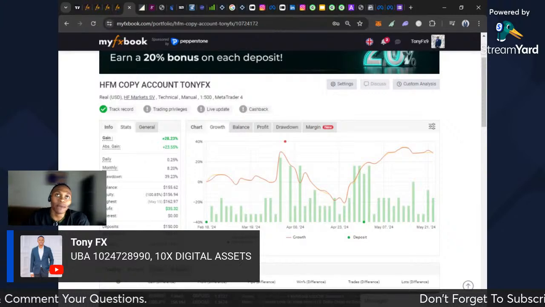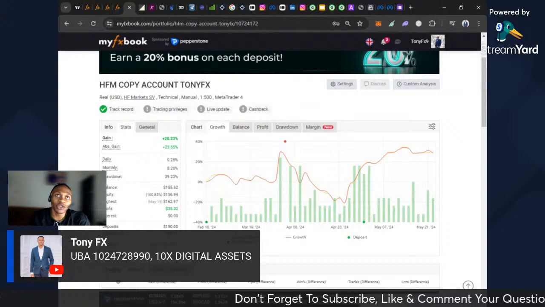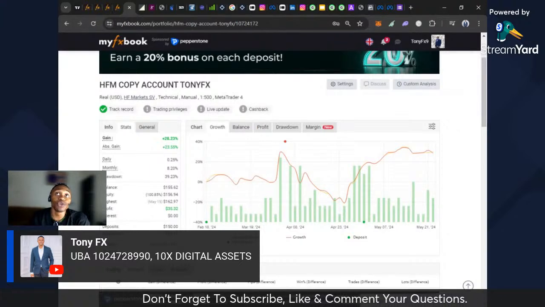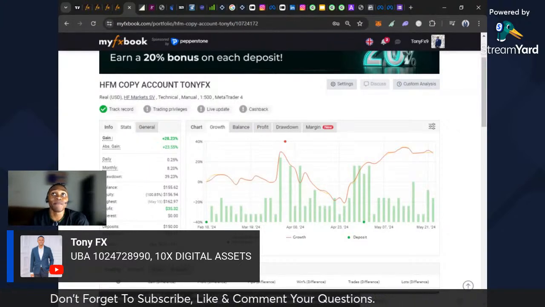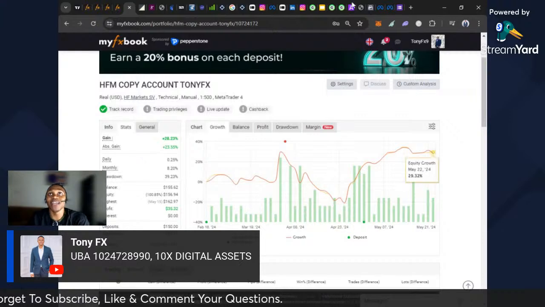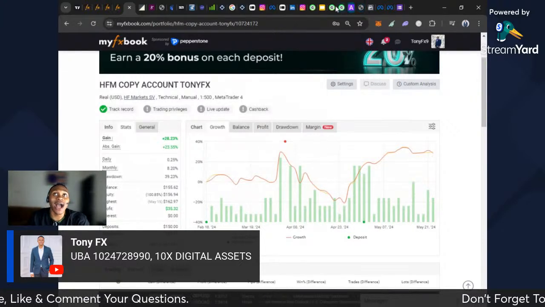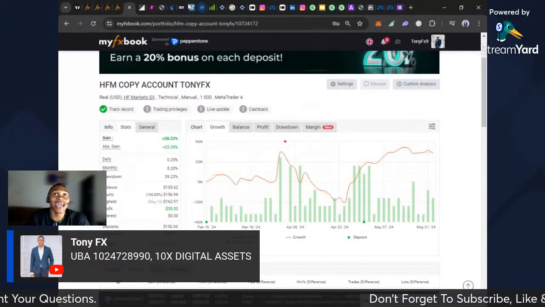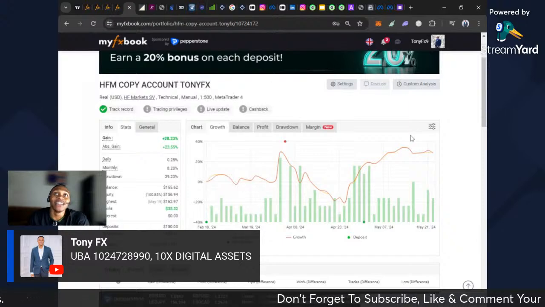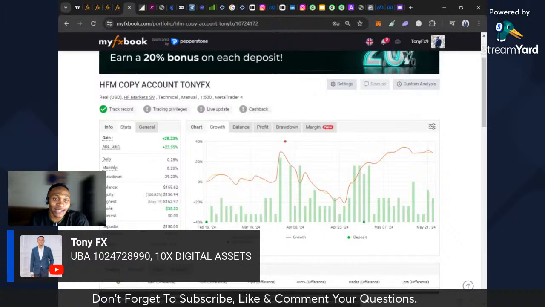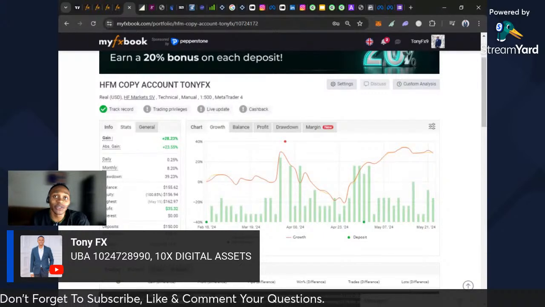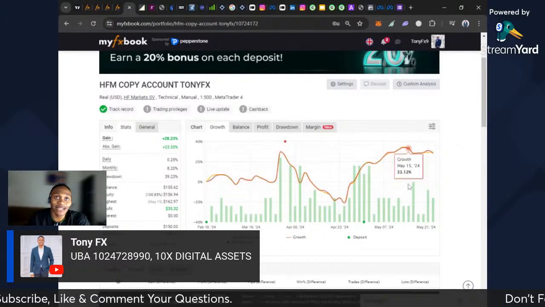You can be able to connect to our copy trading. But first of all, for you to connect to copy trading, you need to create an account with our broker HFM. Once you create an account with our broker HFM, you'll be able to now verify your account with your NIN. Once you verify your account with your NIN, then you connect your account to my own account. Minimum you can deposit is $25. Once you deposit $25, then you connect your account to my own account.